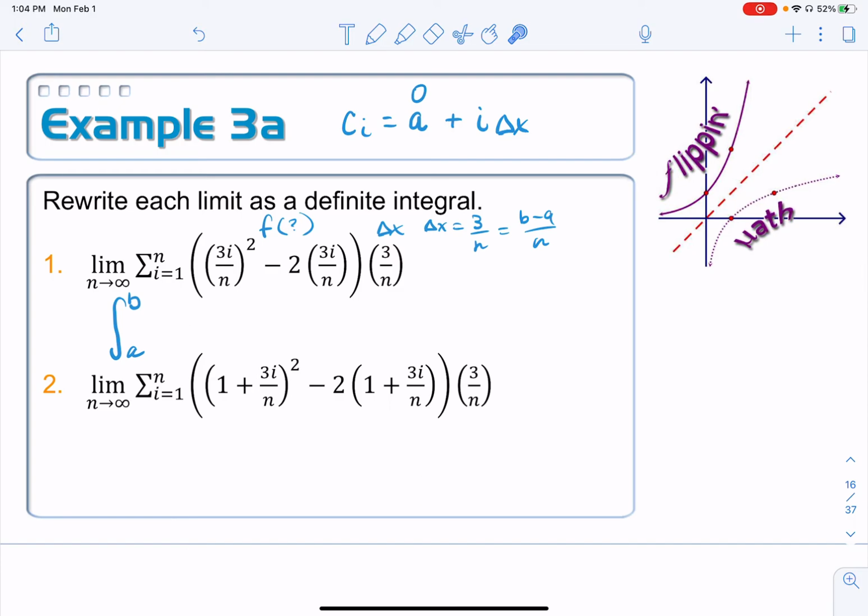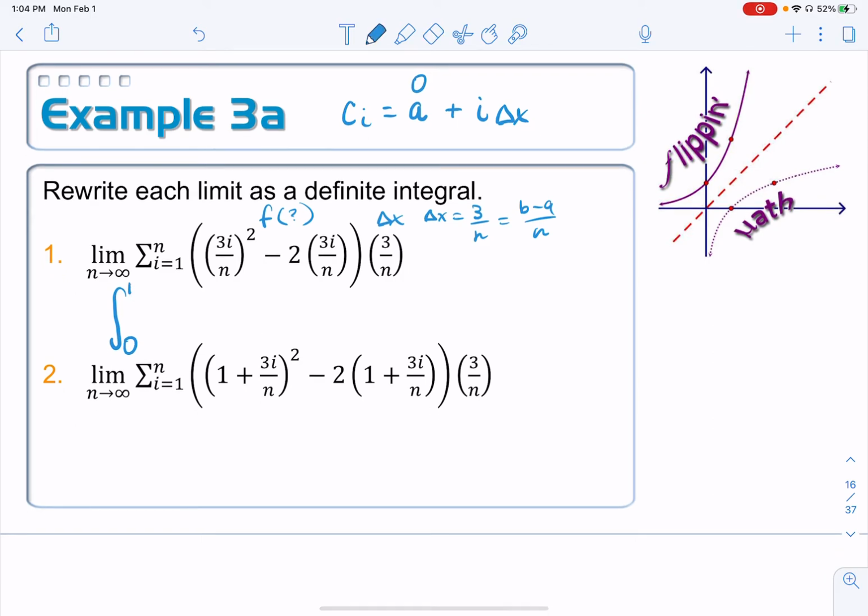So here we can see that our a value is 0. And then to get our b value, all we have to do is add 3 to that 0. So it's going from 0 to 3. Okay, and then you can kind of just squint down and you can see the function here. We are plugging this 3 over n into our function, and our function is x squared minus 2 times x. And then don't forget to close it off with your differential, your dx.